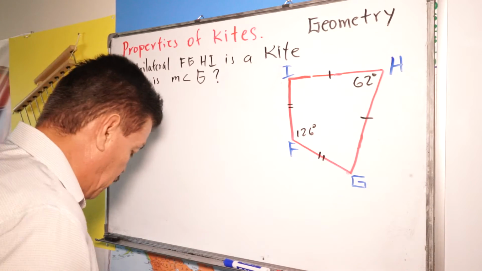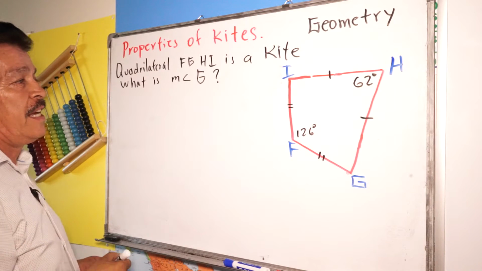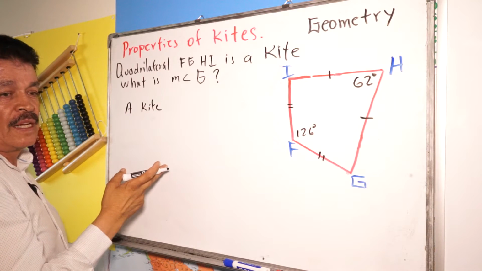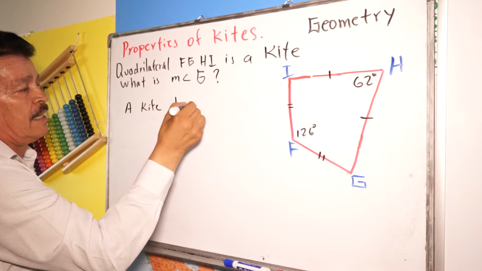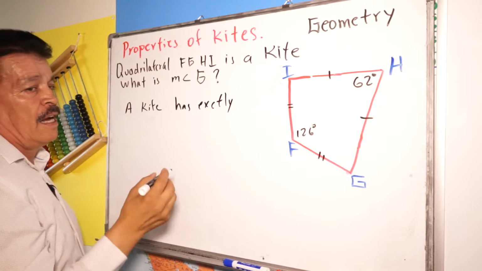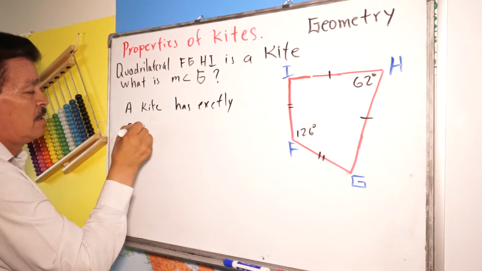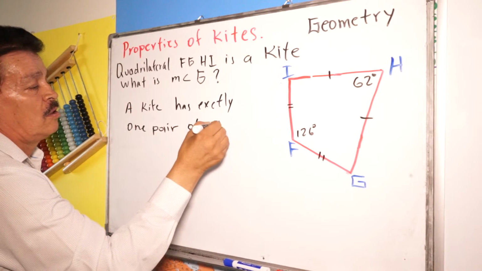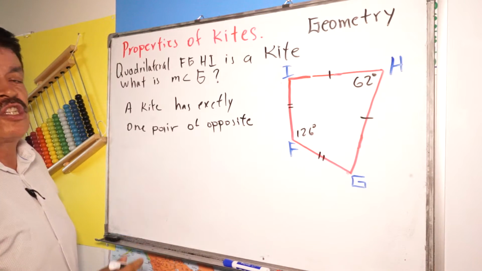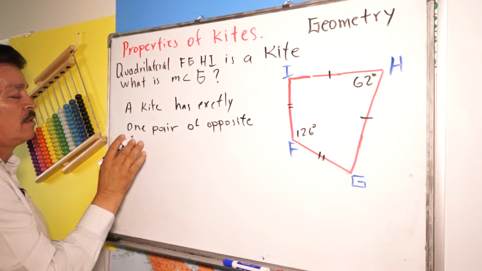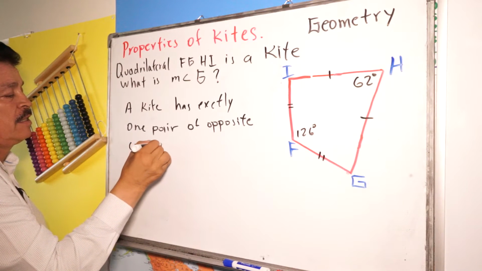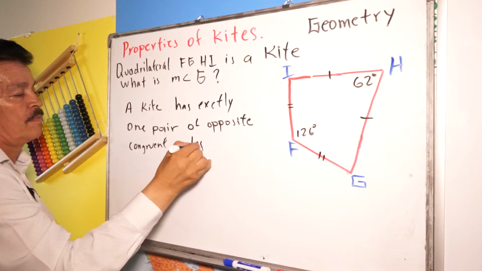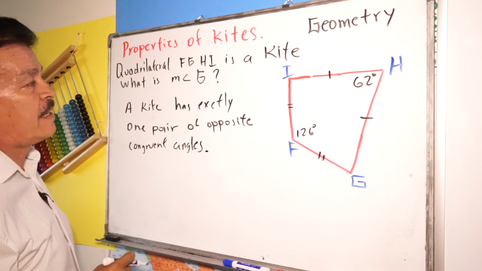Before that, let me explain what I mean by a kite. A kite has exactly one pair of opposite congruent angles. All right, this is some description.